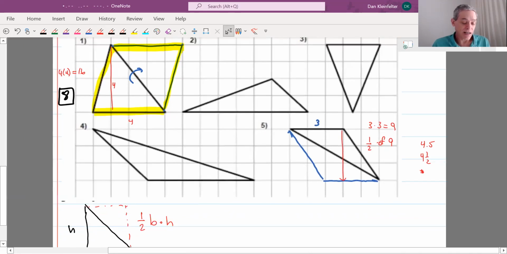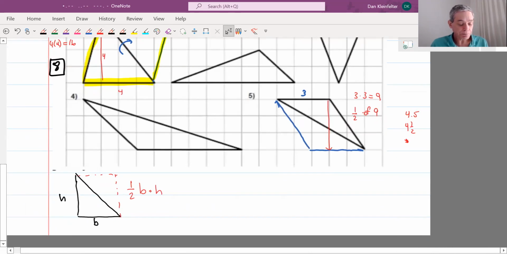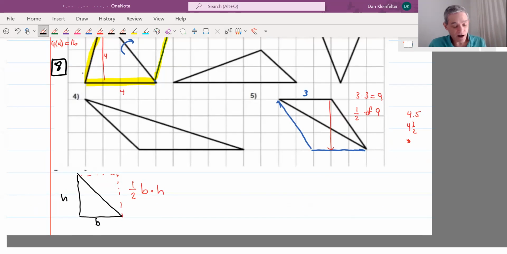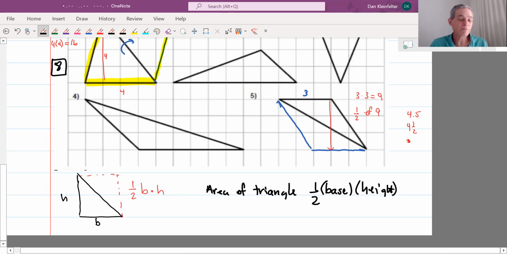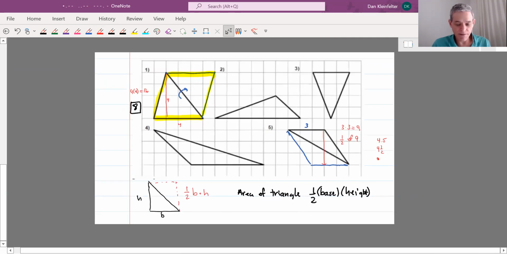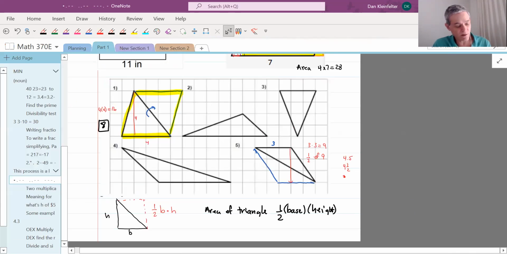So the key thing here, and I'll leave it to you to try these others, is that the formula for the area of a triangle is going to be 1/2 of the base times the height for the triangle. All right, so those are a couple of area formulas that we will need going forward.